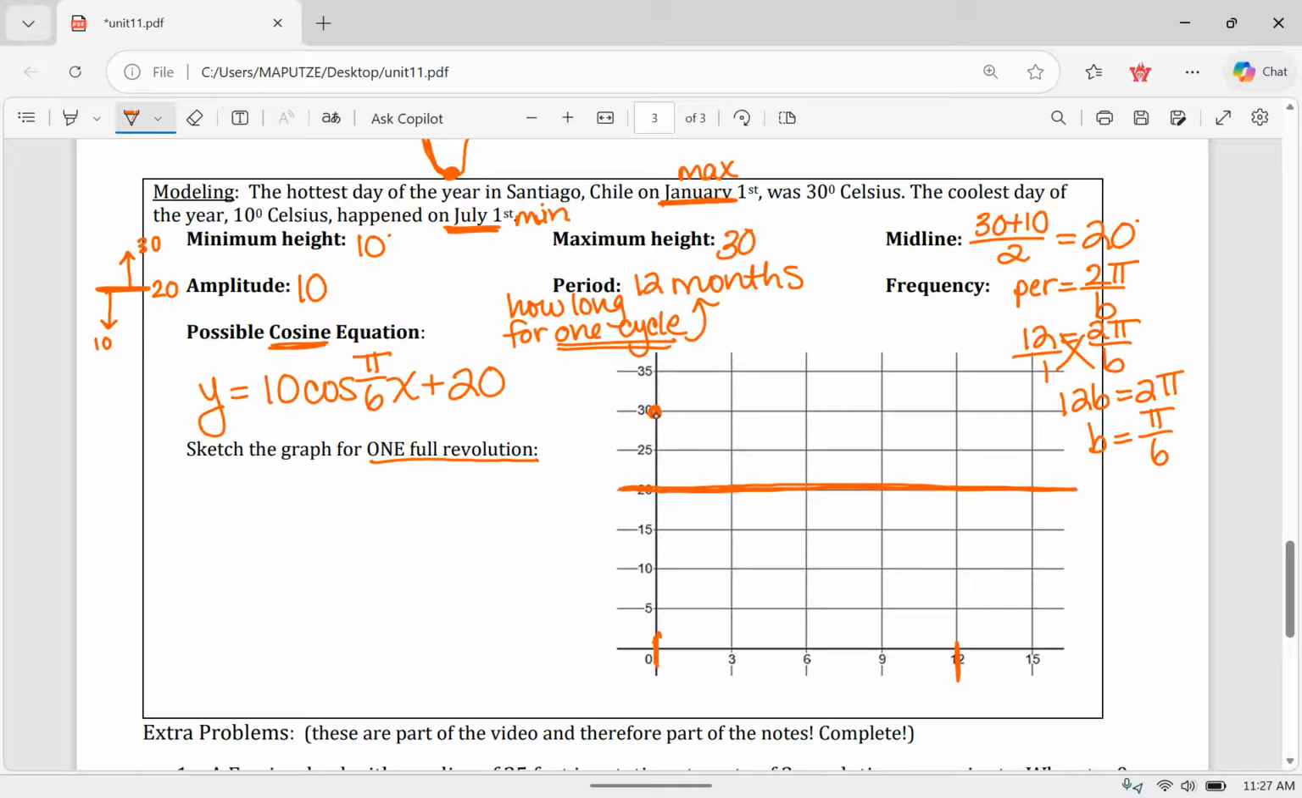We're starting at the maximum. And then cosine is also ending at the maximum. And in between, in the middle, we should be at the minimum. So see your 10 and your 30. Halfway between, hit that midline. And then if we graph that, you're going to see that cosine curve.